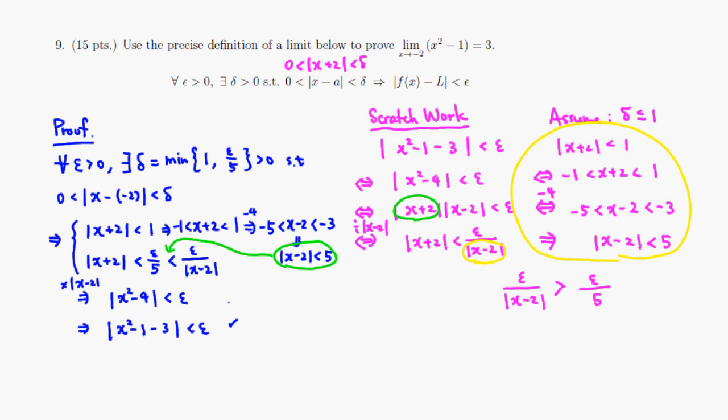So by assuming that delta is less than or equal to 1, we could use the inequality that the absolute value of x minus 2 is less than 5, which allows us to have this inequality there. All right, that's it. I hope that this was clear.